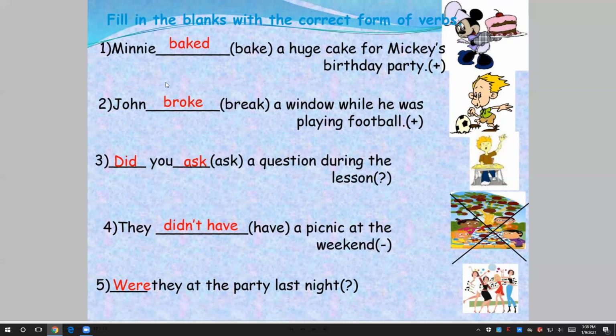Fill in the blanks with the correct form of verbs. Minnie baked a huge cake for Mickey's birthday party. So it's past simple, so this bake is first form of verb, so we change it into past. Minnie baked a huge cake. John broke a window while he was playing football. Did you ask a question during the lesson? They didn't have a picnic at the weekend. Were they at the party last night?